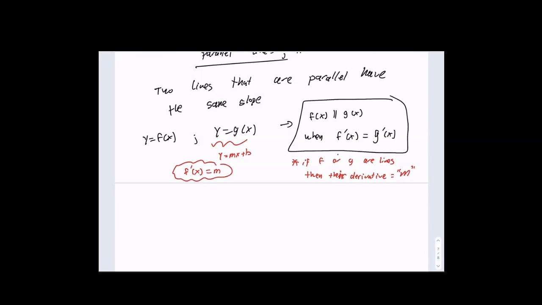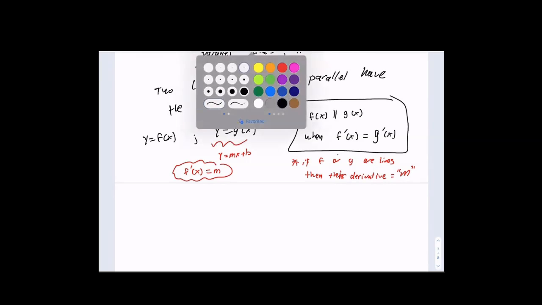One of them will be some type of non-linear function, and then the other one will be the equation of a line. It doesn't always have to be written as y equals mx plus b, though. It might be written like ax plus by equals c, standard form, or point-slope form, and you have to figure out what the slope is. And so parallel lines, that's the main part that you're going to be working with.